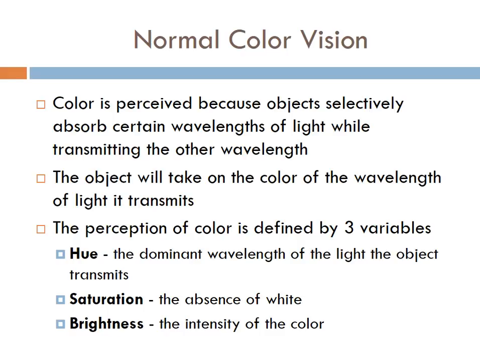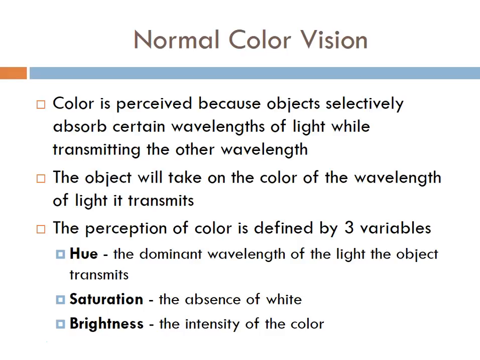Normal color vision. Remember that color is perceived because the object selectively absorbs certain wavelengths and then transmits another wavelength. And the object takes on the color of the wavelength that it transmits. So something that we think is blue is transmitting a blue wavelength of light.